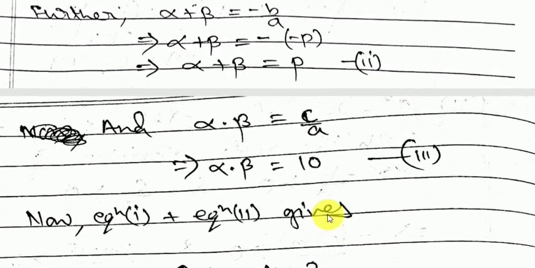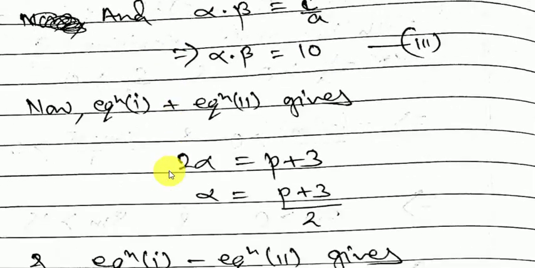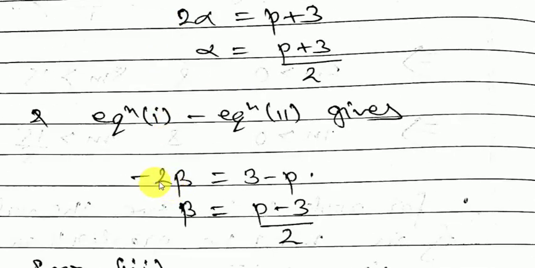Next, from 1 and 2 only, I'll subtract 2 from 1. Then I'll get minus 2 beta is equal to 3 minus p. That means beta I will get p minus 3 upon 2. So I have got the value of alpha in terms of p, and the value of beta in terms of p.